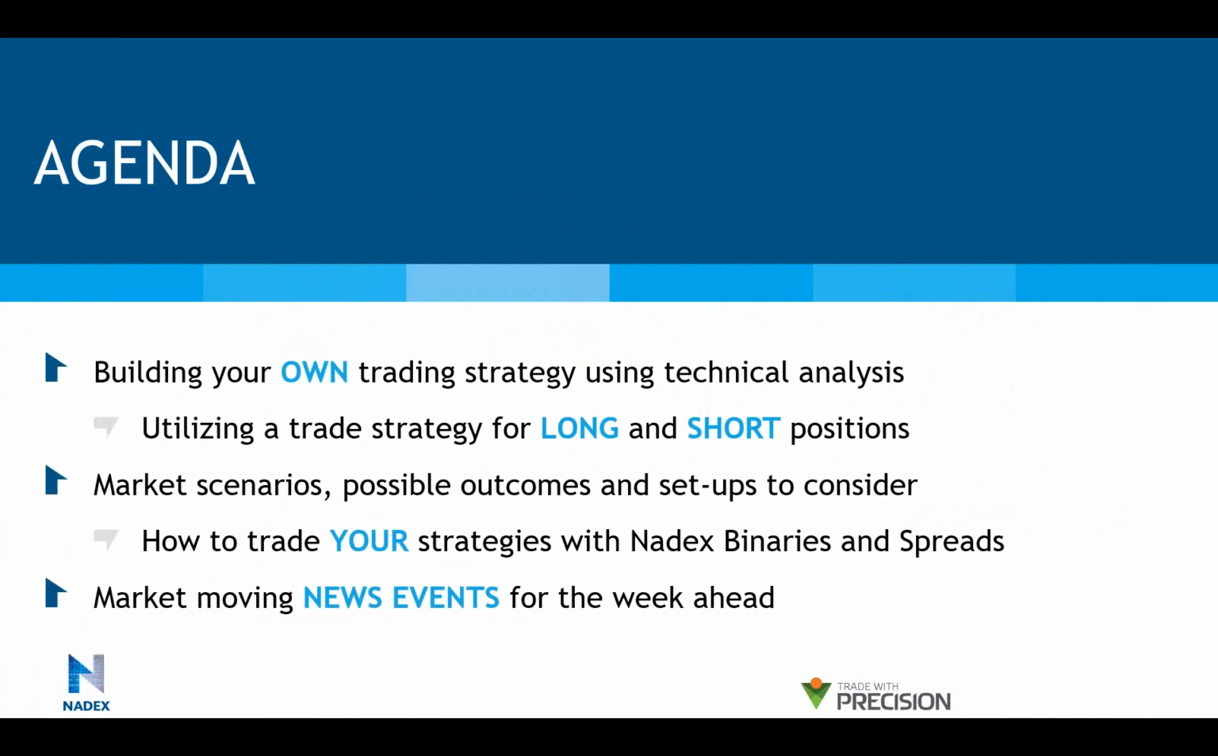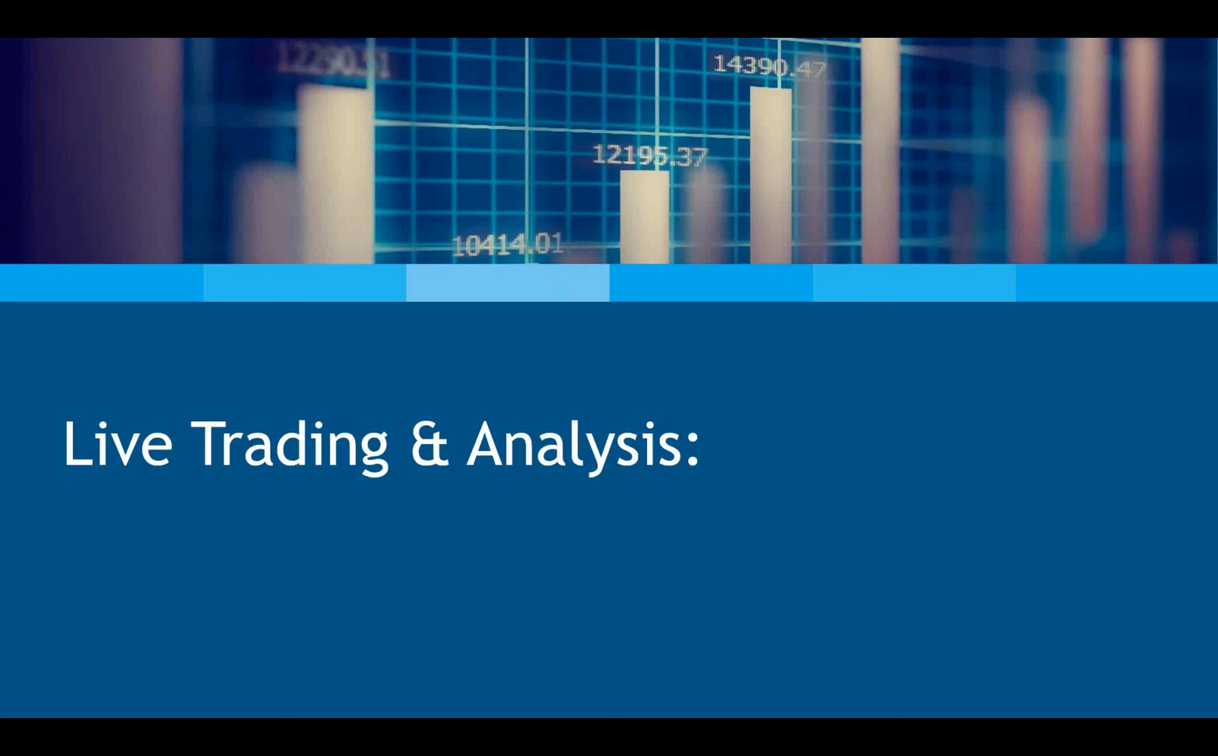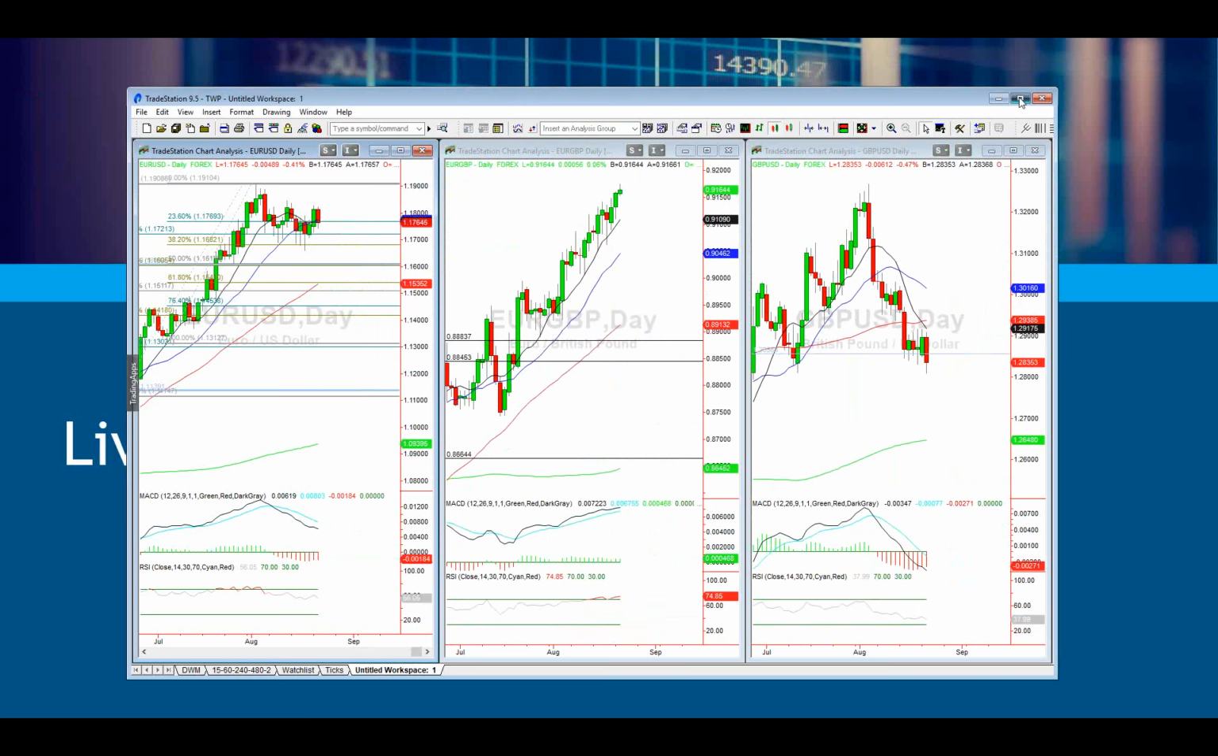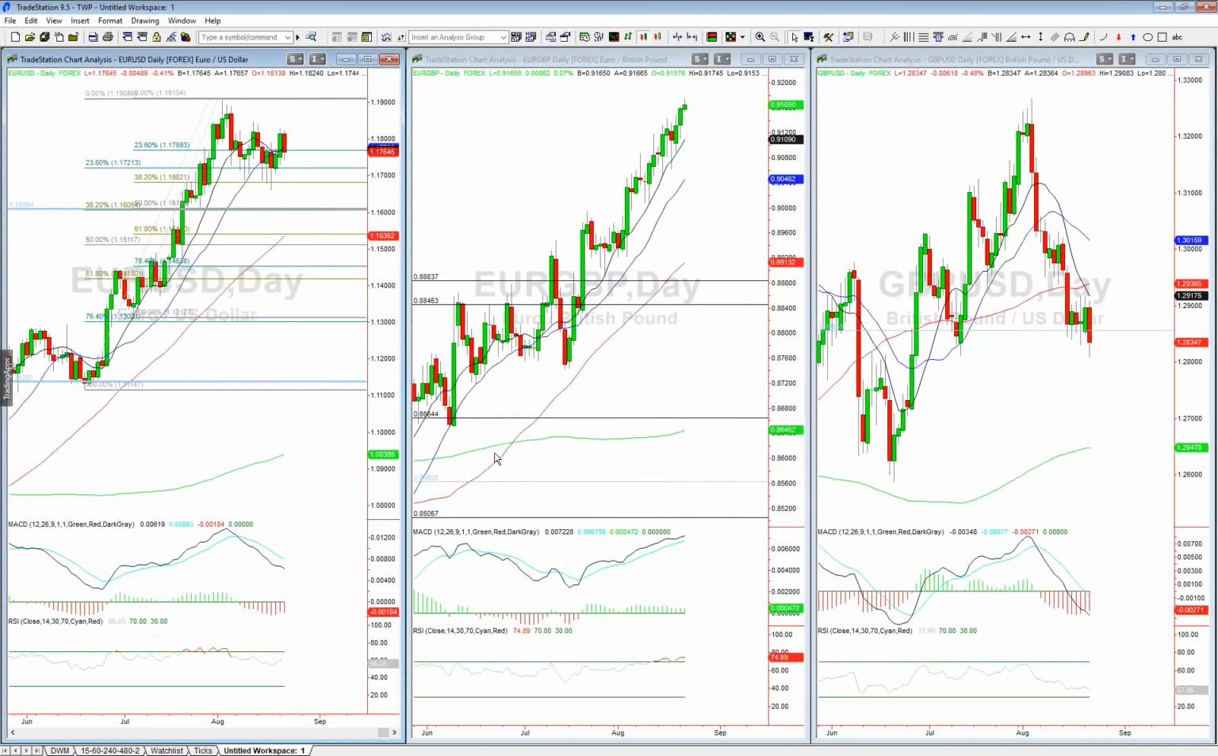All right, so let's have a look at the markets and see what those markets are doing right now. And I think that one of the most interesting markets right now, or market group, is the currency markets.